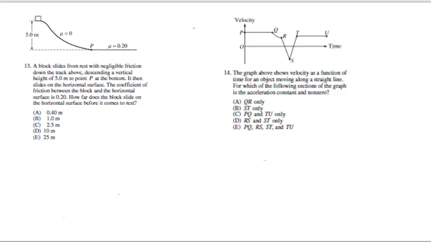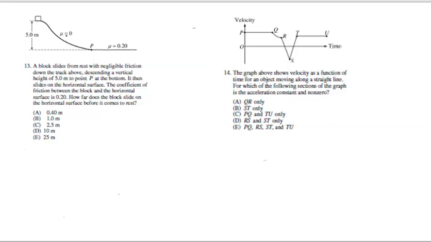Okay, so I've got a super easy one and one that's not so easy. Let's look at 13. A block slides down from rest with negligible friction, the track above descending from 0.5 meters to point P.